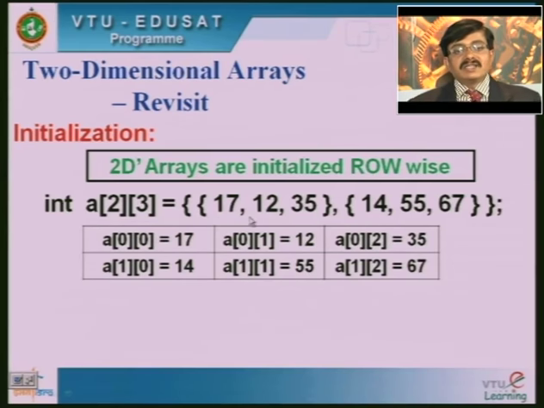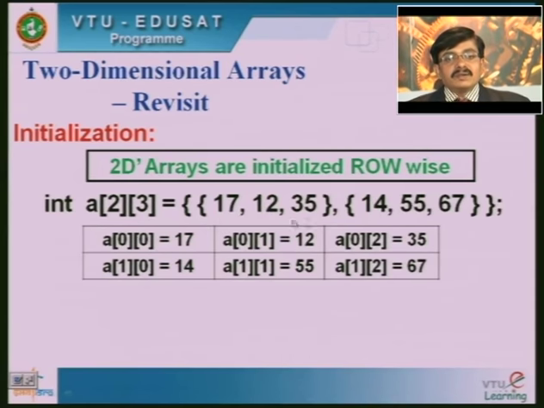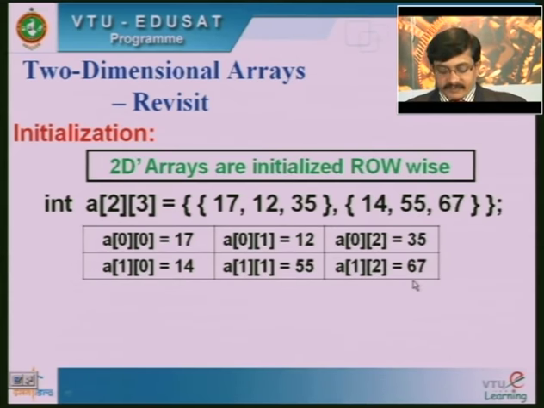So altogether 3 elements of the 0th row are mentioned here, and similarly it is followed by the elements of the second row. Here the row index will be 1, so 14 is the element of the first row and 0th column. You can see a of 1 0 is 14, similarly a of 1 1 is 55, and a of 1 2 is 67.